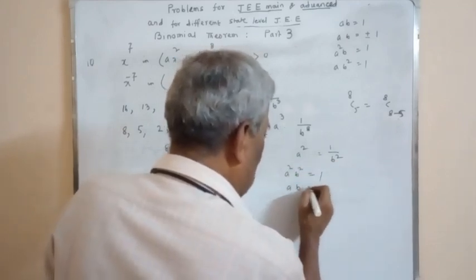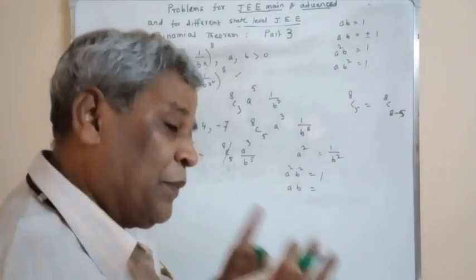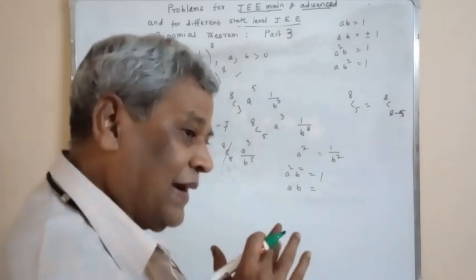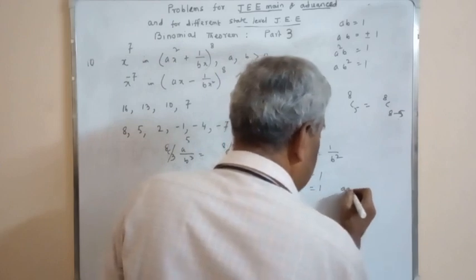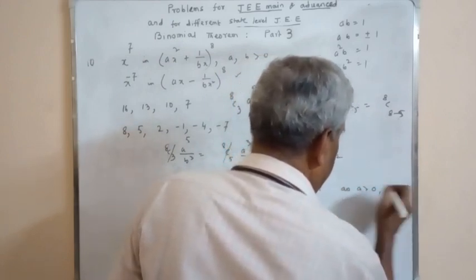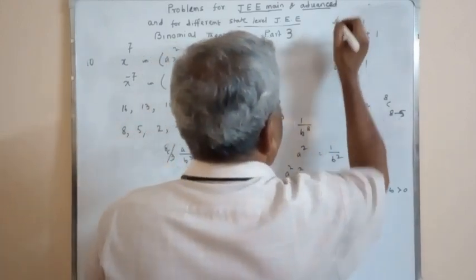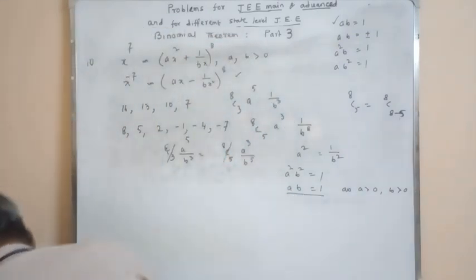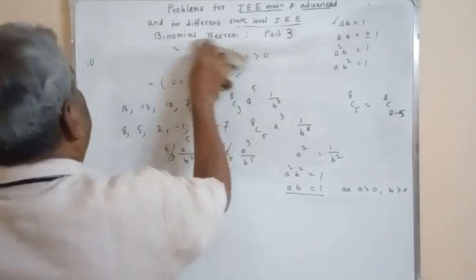So AB will be equal to not plus minus 1, because A is positive and B is positive, so the product AB must be positive. So AB is equal to 1. So option 1 is correct. Next problem.